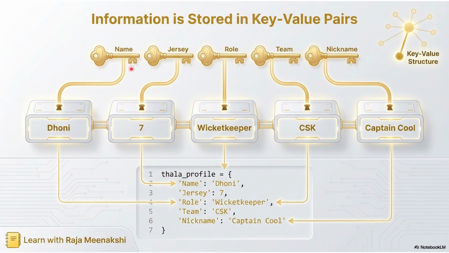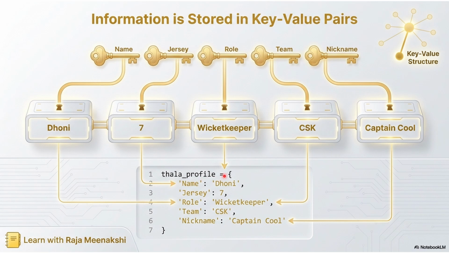So every key should be unique in a dictionary. I can't have two keys with the name, second key also name, third key also name. That is not possible. Everything should be unique. See here, name, jersey, role, team, nickname. Values can be repeated. Here I am not repeating, but in case there is another key, some appreciation, in that also I can assign Captain Cool. That is allowed. So values can be repeated, but keys can't be repeated.